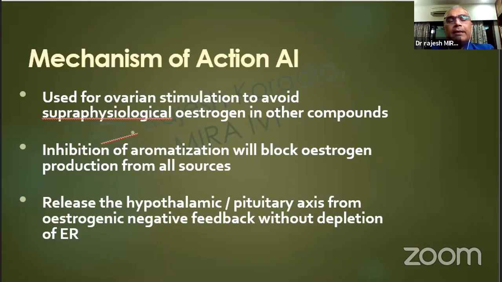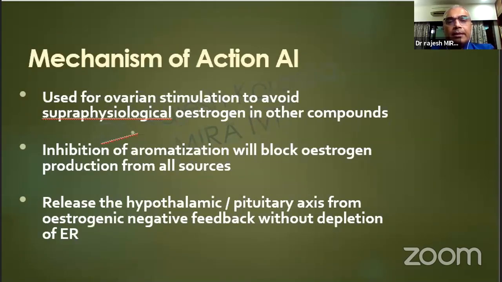Now, after understanding the hormonal problem, let us understand how the hormonal changes occur after ingestion of the aromatase enzyme inhibitor. It is used for ovarian stimulation to avoid supraphysiological estrogen and other compounds. It causes inhibition of the aromatization, and it will block the estrogen production from all sources in the body.